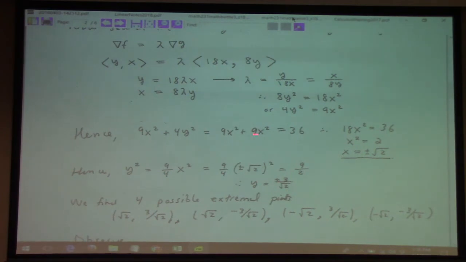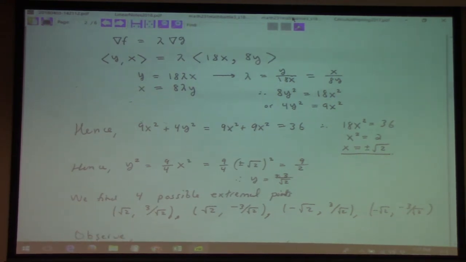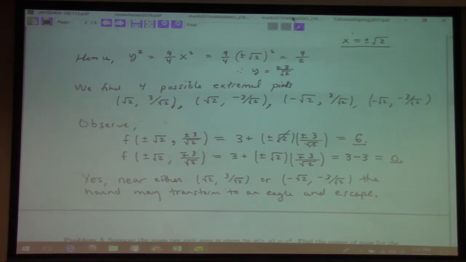And then once I have that, I plug it back into the ellipse equation to get 18x squared is 36, which gives me, again, x is plus or minus root 2. Once I know x is plus or minus root 2, then I put it back into the ellipse equation again to find that y squared is plus or minus 3 over root 2. So that gives me 4 potential points where we could have mins or maxes on the cage. And when I plug them in, I get 6 at 2 of them, and I get 0 at the other.